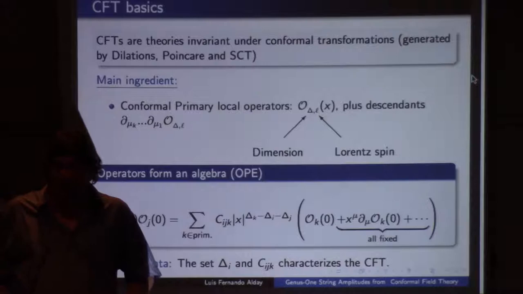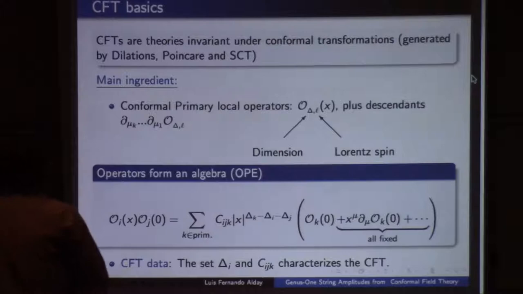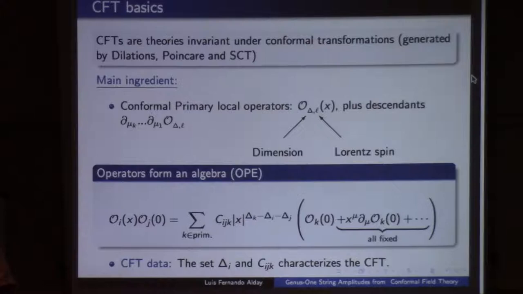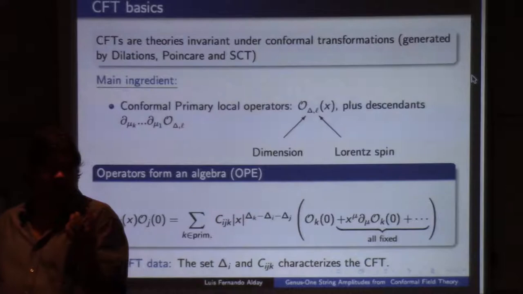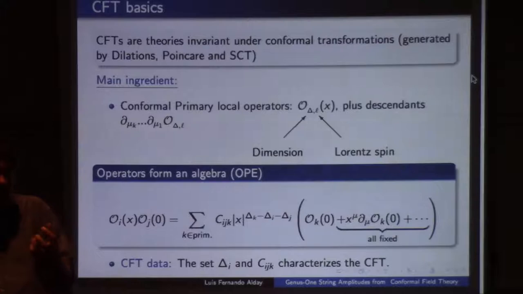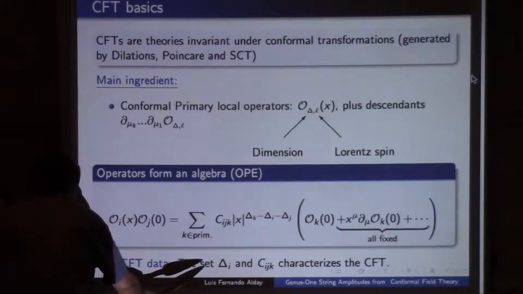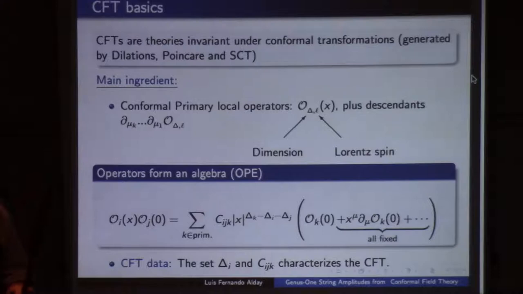Then we have seen that a very cool property of conformal field theories is that if you take two operators and put them together, you can express them as an infinite sum of local operators on the right. These local operators involve both primaries and descendants, but the important point is that the coefficients of all the descendants are fixed in terms of the coefficients of the primary. This introduces the OPE coefficients C_ijk for any triplet of primaries, and these OPE coefficients, together with the scaling dimensions of the operators, characterize the conformal field theory, and is what we denoted the CFT data.